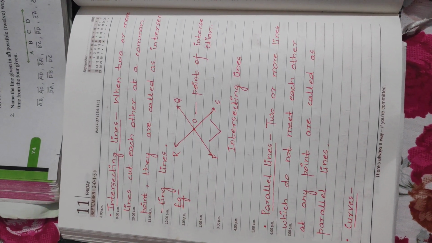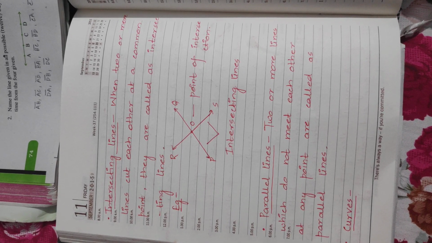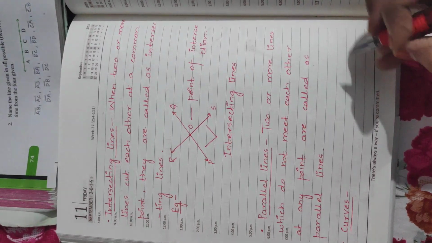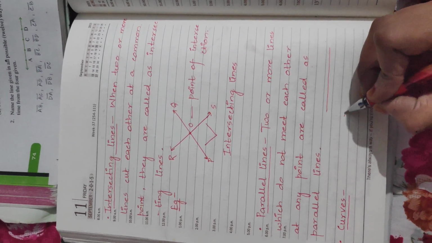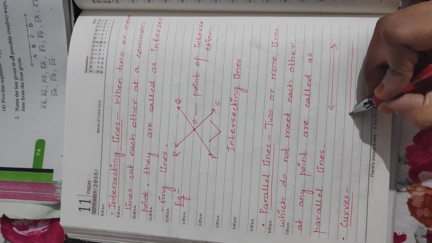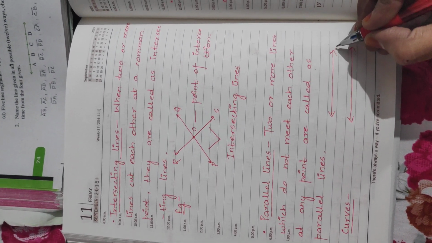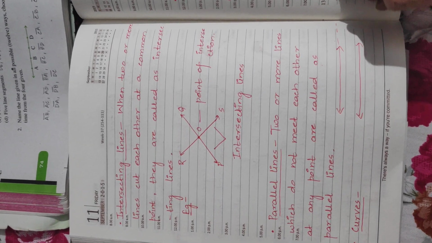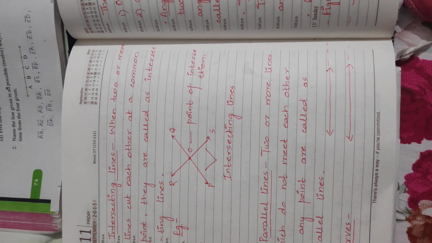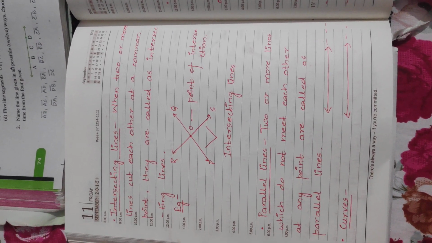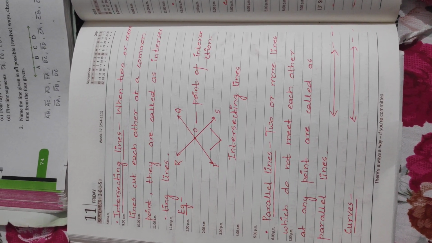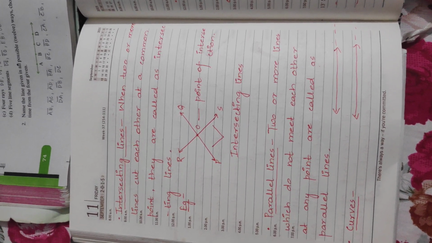Next is your parallel lines. Two or more lines which do not meet each other at any point are called parallel lines. When we draw these two lines, they are not cutting each other, they are just moving together. First line, second line. If we extend them, then also they will not cut each other. So that is what they are saying. Two or more lines which do not meet each other at any point are called parallel lines.